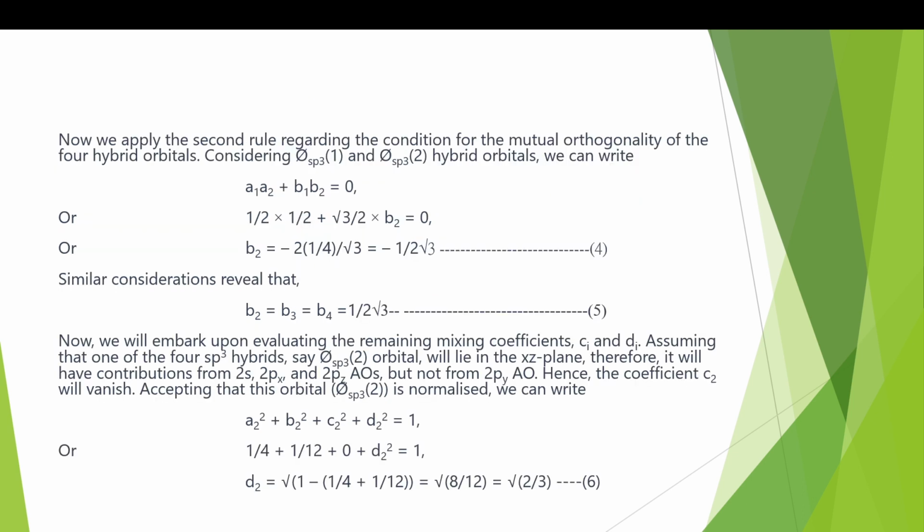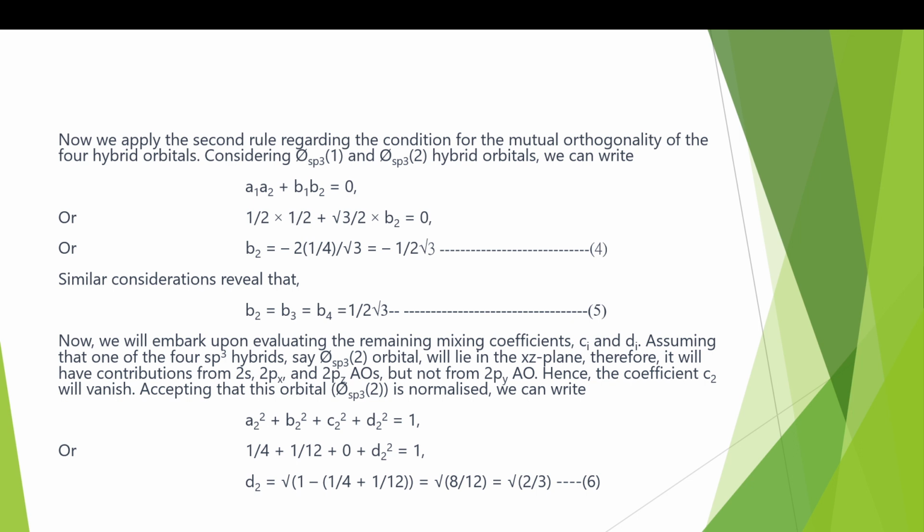Now we apply the second rule regarding the condition for the mutual orthogonality of the 4 hybrid orbitals. Considering phi sp3 1 and phi sp3 2 hybrid orbitals, we can write a1 a2 plus b1 b2 equal to 0 because these orbitals are orthogonal. Putting the value of a1, a2 and b1, we can evaluate b2, and b2 becomes equal to minus 1 over 2 under root 3, equation 4.